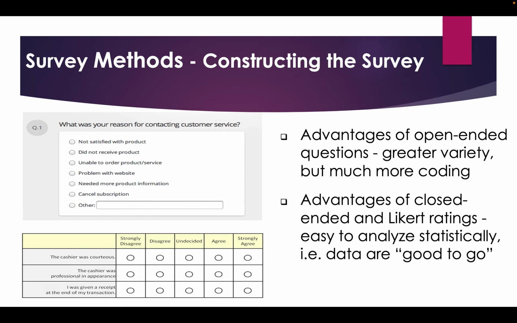Kind of put in short, the data are good to go, especially if you're already using a number scale, right? So if you ask someone to rate on a scale of 1 to 7 or 1 to 10, their ratings are already quantitative in that they're a numerical value you can just kind of pick up and run with. There's no further coding that's really needed.